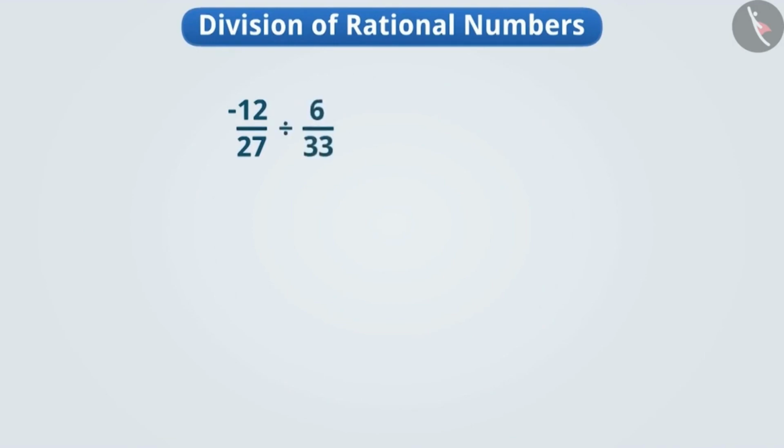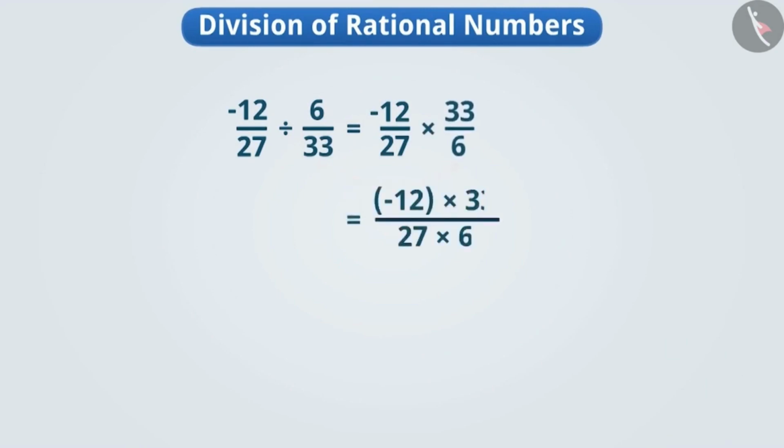Can you tell how we will do it? Think for a while. Absolutely right. First, we take minus 12 by 27 and multiply it by the reciprocal of 6 by 33. Here, although we can multiply the numerators and denominators separately, we can also do this in a simpler way. As you can see here, 6 into minus 2 is equal to minus 12. So we will cancel 6 and write 1 and cancel minus 12 and write minus 2.